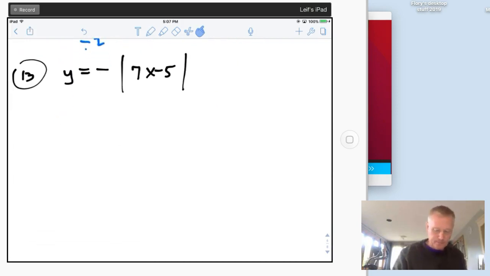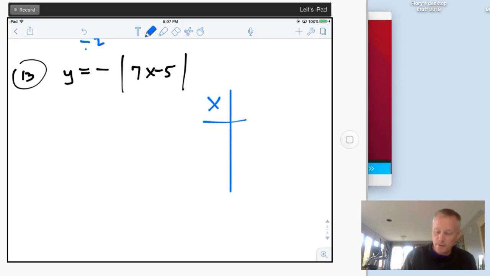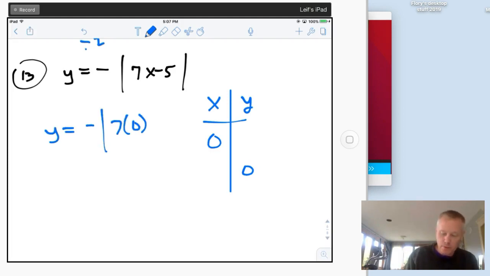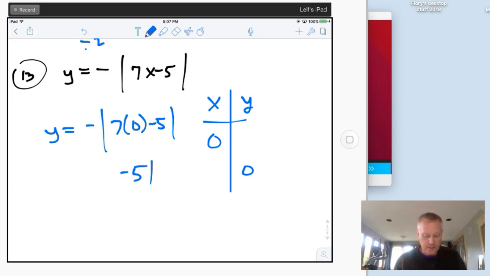This one, same idea. Remember, you're just plugging in zeros. 0 and 0. All right, so I'm going to do the easy one first because that's the kind of guy I am. 7 times 0 minus 5. 7 times 0 is 0, negative 5. Absolute value of negative 5 is negative 5. Sorry, is positive 5. And then you make it negative. So that's going to be negative 5.